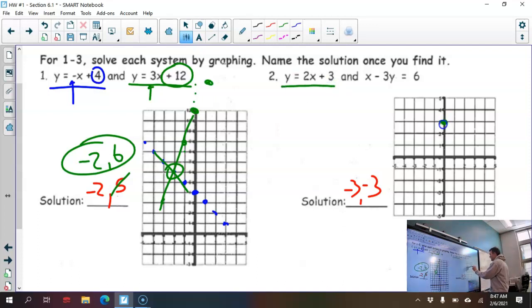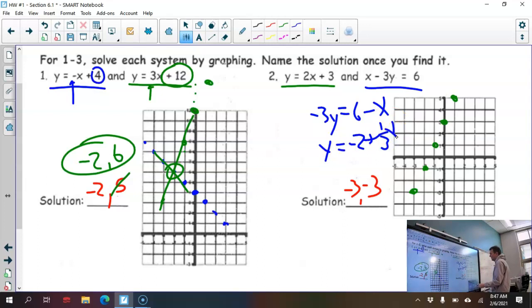It's got a y-intercept of 3. It's got a slope of up 2, right 1, or down 2, left 1. I go to the other line. Well, I guess I'd have to subtract x from both sides and divide by -3. And so this line has a y-intercept of -2, and it's got a slope of up 1, right 3, or down 1, left 3. And it looks like my lines cross right there at -3, -3. Hey, I got that one right.